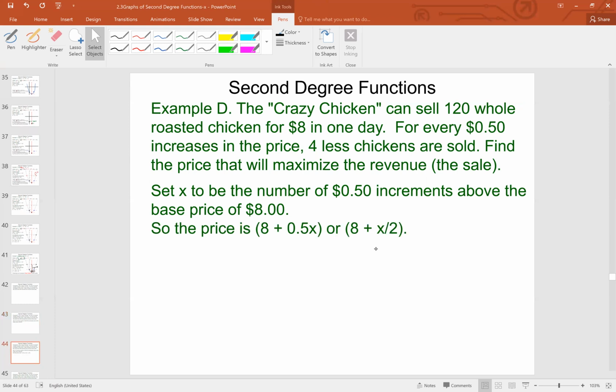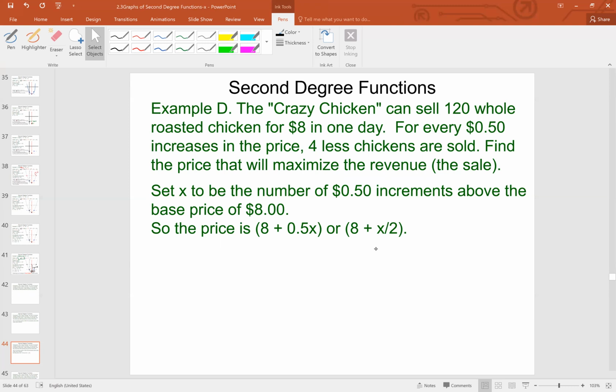So basically, the trick over here is to set x to be how many times you want to increase the 50 cents price bar. If you increase it once, it goes up by 50 cents. If you increase it twice, it goes up by $1. If x is 4, that means you're going to increase the price by $2, from 8 to 10.